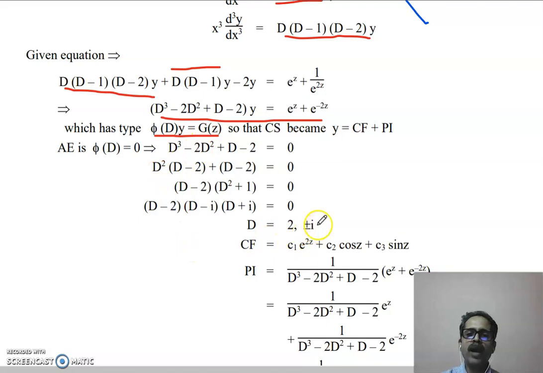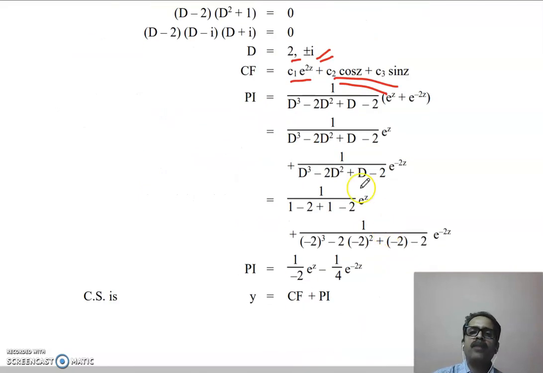Roots are 2 and plus minus i. 2 is a real root, so the first term is for the root 2, and this plus minus i are the complex roots, so that will be responsible for writing these two terms. The important thing is that while writing CF we have used z, because the differential equation contains variables y and z. In place of x you must write z here. This is the important observation.